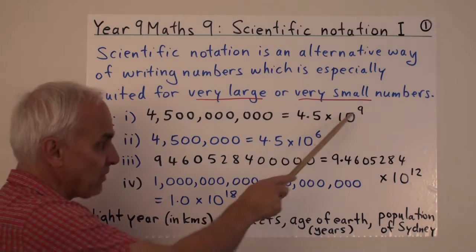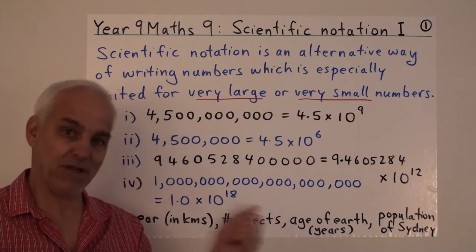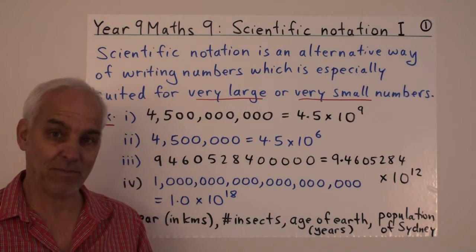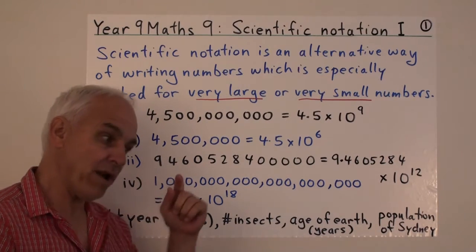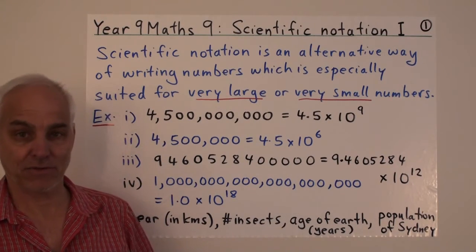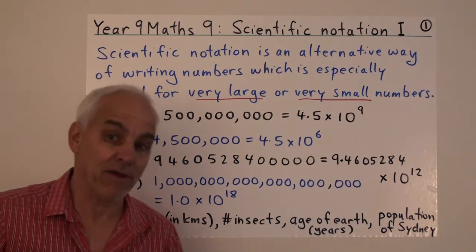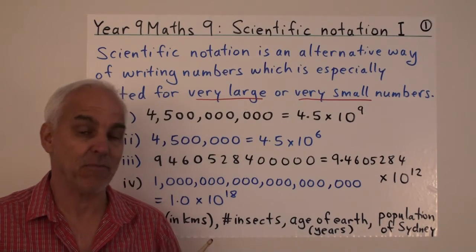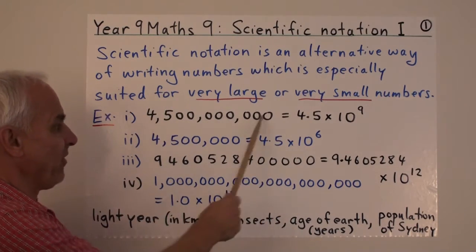And I remind you that 10 to the 9 is 10 times 10 times 10, altogether 9 tens multiplied together. And that's a number that starts with a 1 and then it has 9 zeros. Of course, that's also a billion. 10 to the 9 is a billion. So this is 4.5 billion. That's another way of saying what this is.